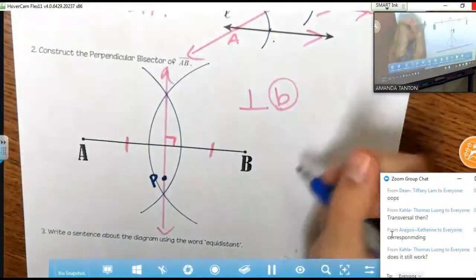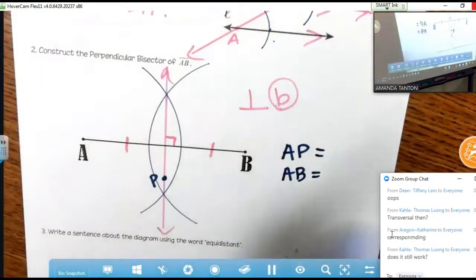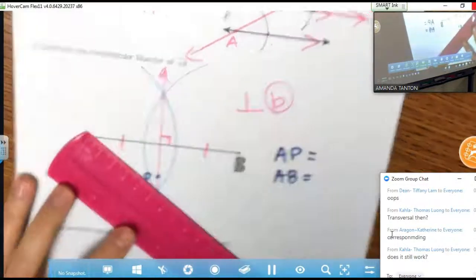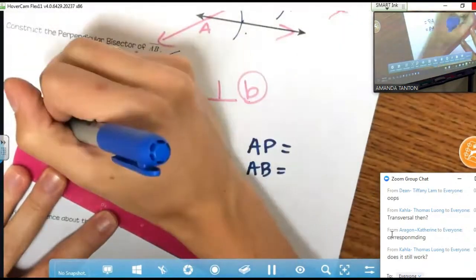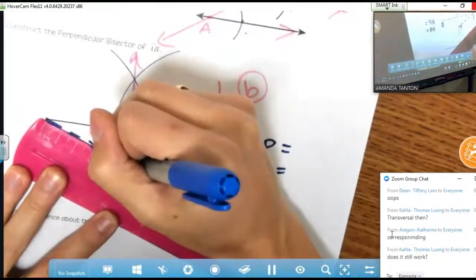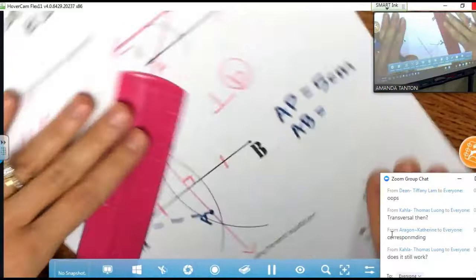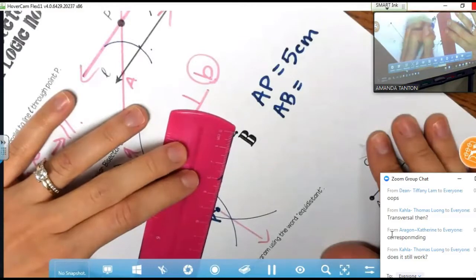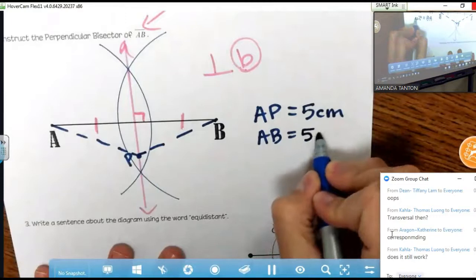Now I want you to measure AP and AB. You can measure it with a ruler or you can measure it with patty paper. You can compare them with patty paper. I'm going to go ahead and measure it with my ruler. So on my paper, AP is right at 5 centimeters. And on my paper, P to B, oh, perfect. P to B is right at 5 centimeters.